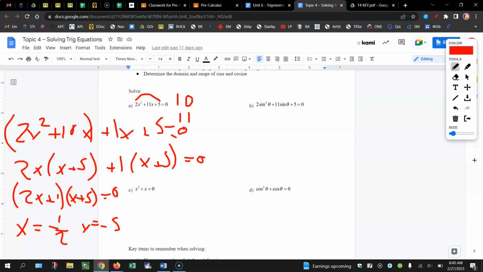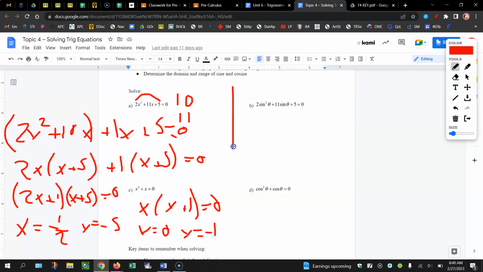Here, two terms, they have a common factor of x. x times x plus 1 equals 0. So x equals 0, x equals -1. Those are what that's going to look like. So I just put what you're used to seeing in quadratic form.